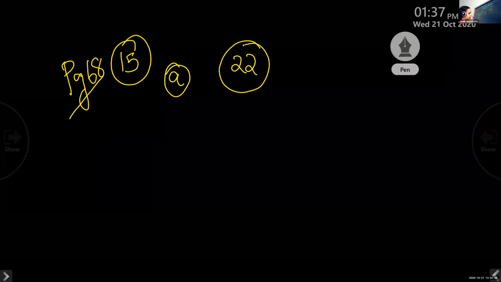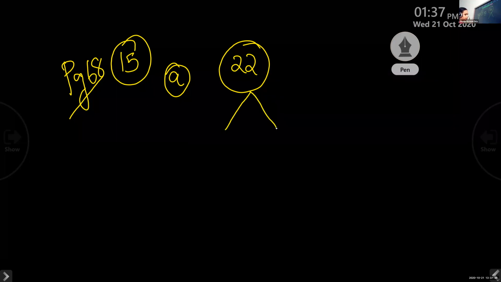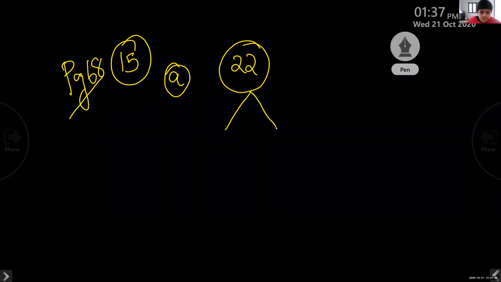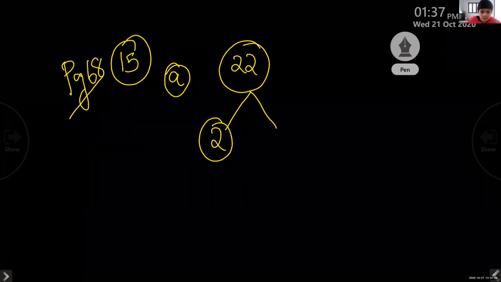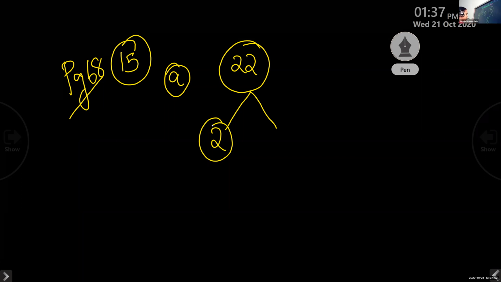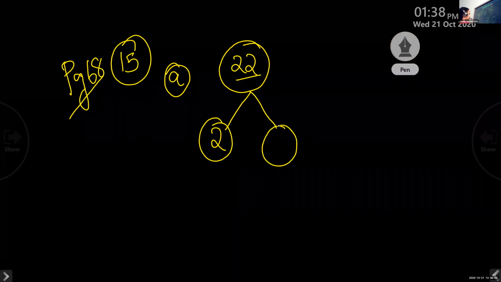Yes, Madhav, please unmute. Can you tell me 22 can be written as? How can we factorize this 22? See, the last digit is 2, so it is an even number. Definitely it is divisible by 2. Two into which number is 22?